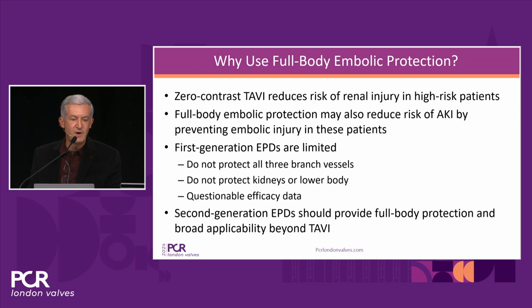And then a quick slide for rationale: zero contrast with TAVI really reduces the renal injury in high-risk patients, but also full-body embolic protection may also reduce the risk of acute renal failure by preventing embolic injury in these patients that already have impaired renal function. First generation filters are limited, do not protect all three branches, do not protect kidneys or lower body, and have questionable efficacy data as Tamim just shared with you. And second generation filters should provide full body protection and broad applicability beyond TAVR.